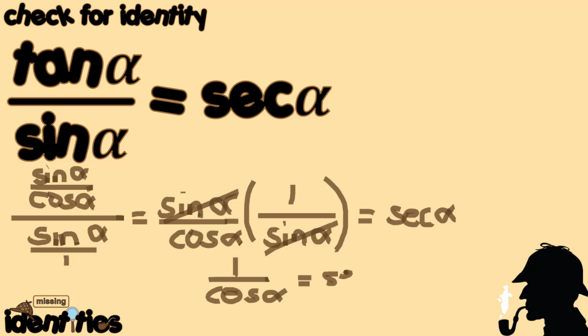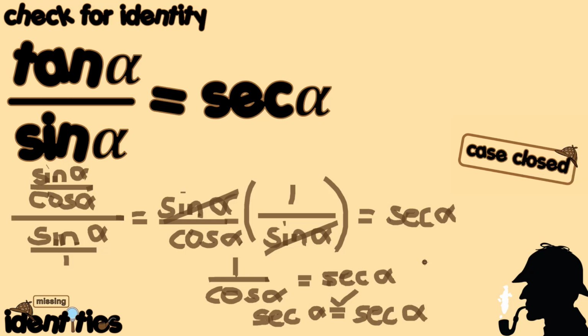This should be equal to secant alpha. Even if it's already done, the goal for verifying or checking identity is to make sure that both sides of the equation will have the same expression. So 1 over cosine alpha is actually our secant alpha, and this is equal to our original right-hand side, which is also secant alpha. See that all the processes we did reached here. Now we have verified this given identity, which means that tangent alpha over sine alpha is just equal to secant alpha. This case for missing identity is now closed.